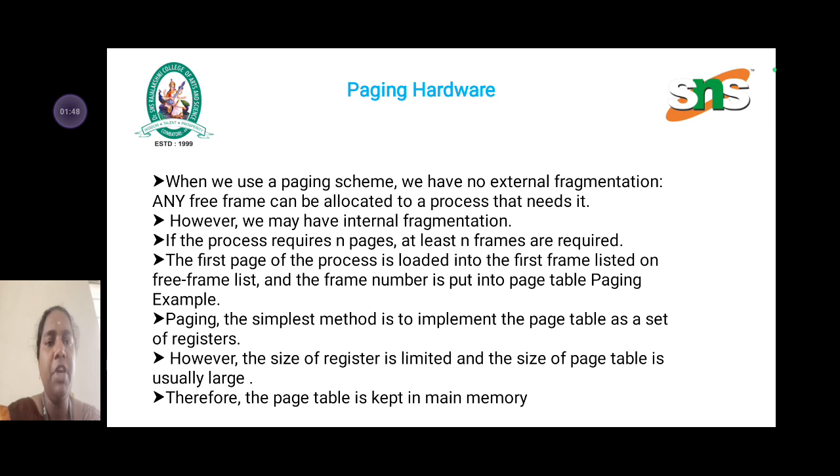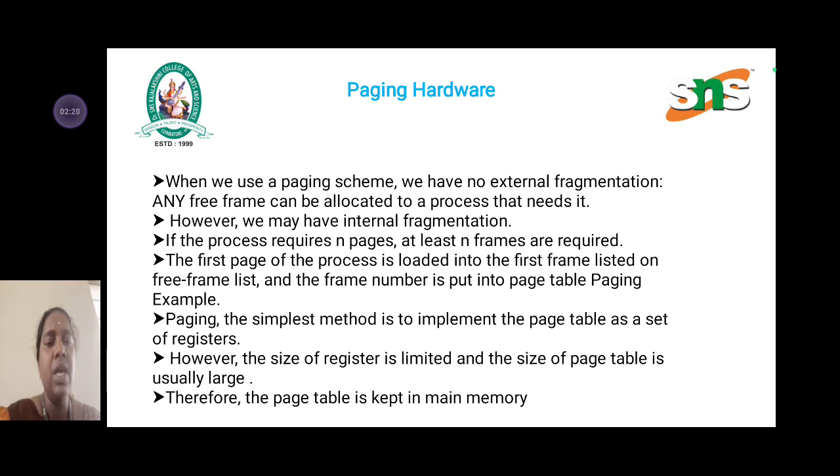Paging hardware. When we use a paging scheme, we have no external fragmentation. Any free frame can be allocated to a process that needs it. However, we may have internal fragmentation. If the process requires n pages, at least n frames are required. The first page of the process is loaded into the first frame listed on the free frame list, and the frame number is put into the page table.